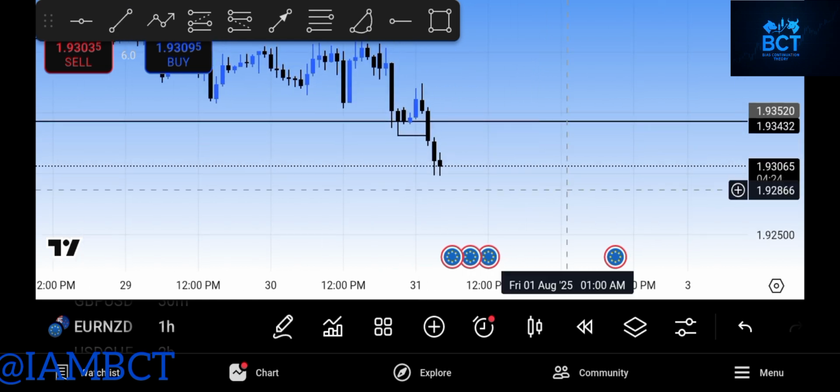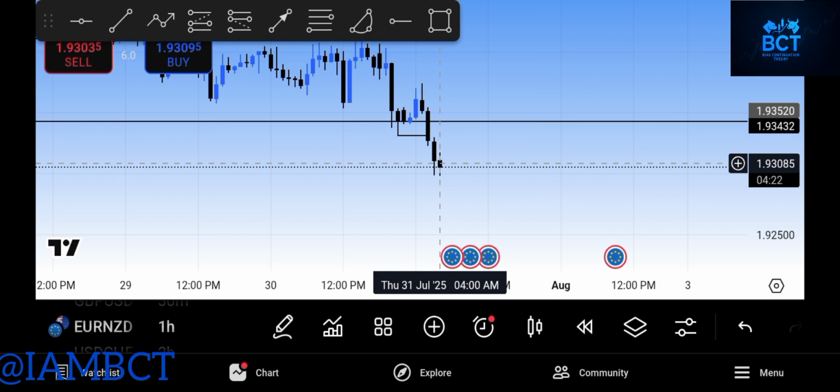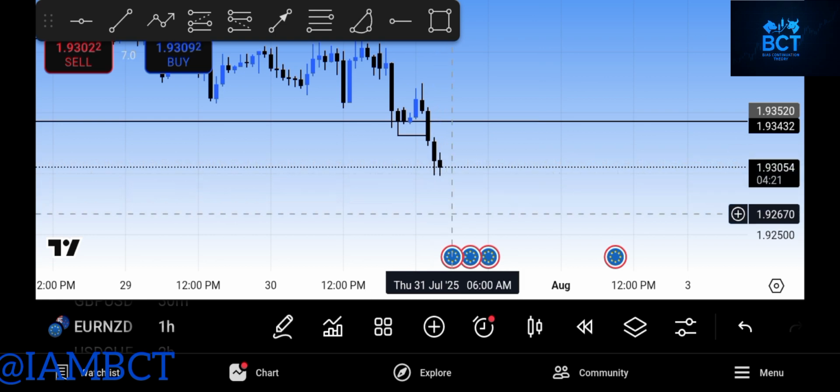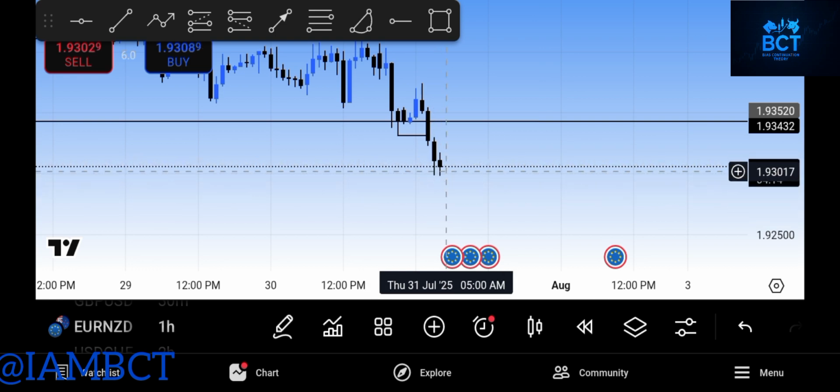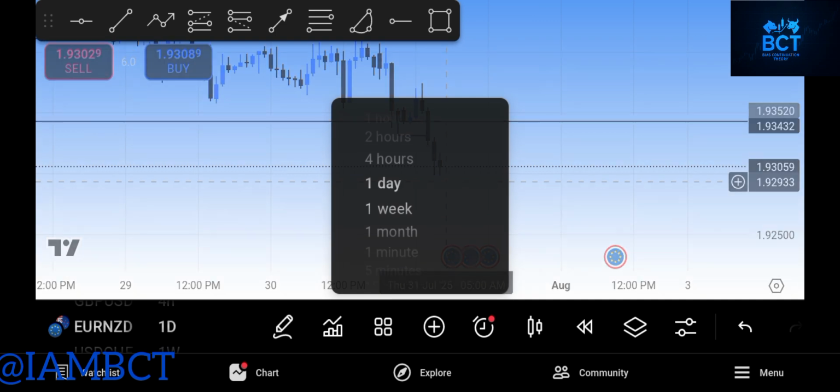I expect price to push down a little bit further and close at least today below here. If it closes today below here, this zone is going to hold. But if it doesn't close today below here, or it closes today with a wick below this zone, it is not going to hold. So this is what I expect.